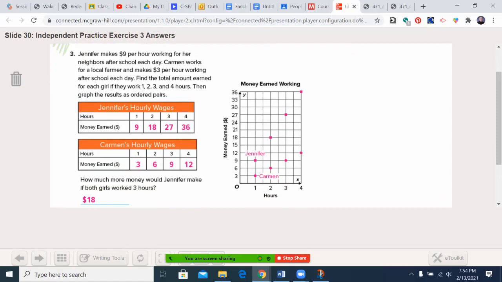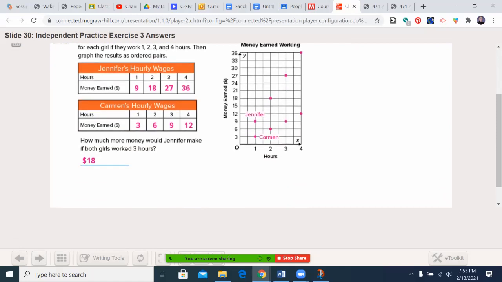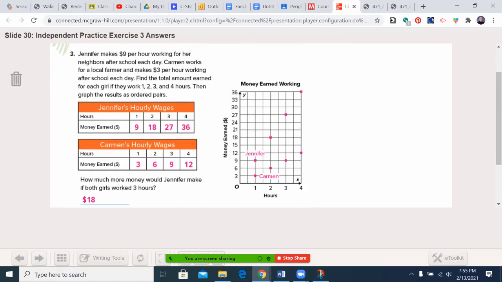$9 an hour, so 1 times 9, 2 times 9, 3 times 9, and 4 times 9. Carmen's hourly wage, she only makes $3 an hour, so 1 times 3, 2 times 3, 3 times 3, and 4 times 3. You can see it on the graph here. The hours is the x. The money earned is the y. And how much more money would Jennifer make if both girls worked 3 hours? So I can compare the 27 minus the 9 is $18.